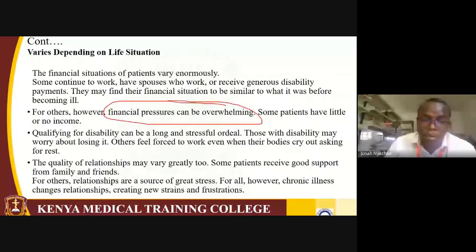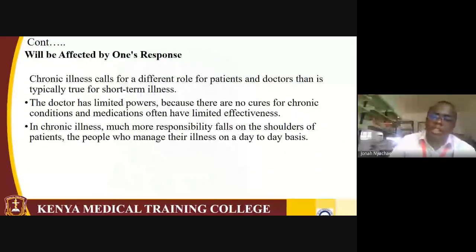So chronic illness calls for different roles of patients and doctors than is typically true for a short-term illness. The doctor has limited power because there is no cure for chronic conditions, and medications often have limited effectiveness. So in chronic illness, more responsibility falls on the shoulders of the patients and the people who manage the illness.